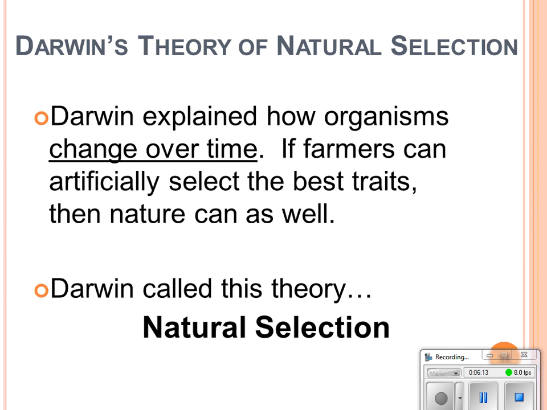So Darwin said, well, if farmers can do this, then nature can actually choose what traits are going to be better suited as well. And he called this theory natural selection. Nature chooses what is best.